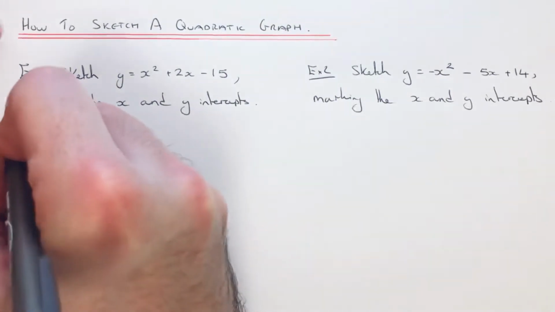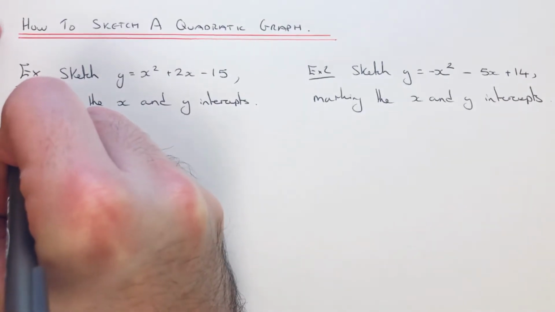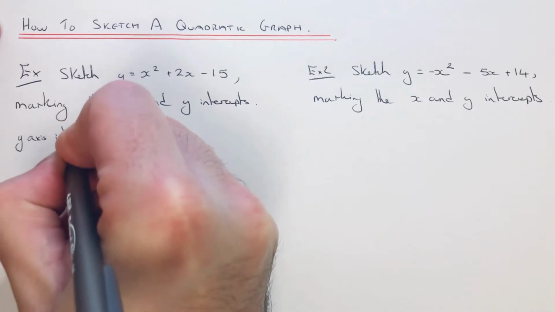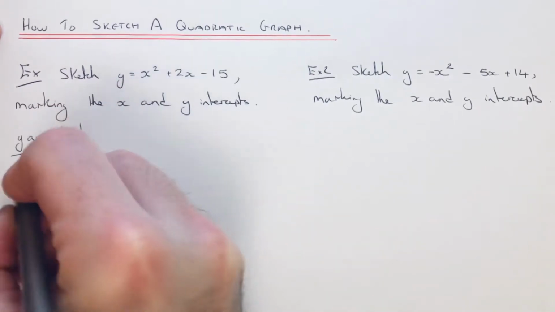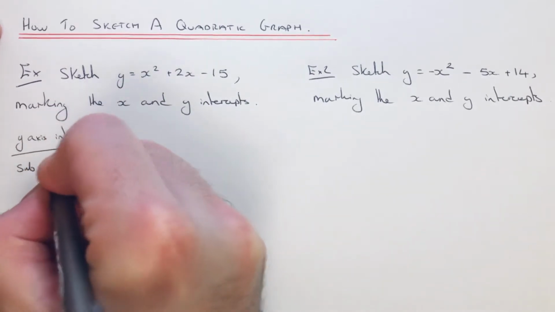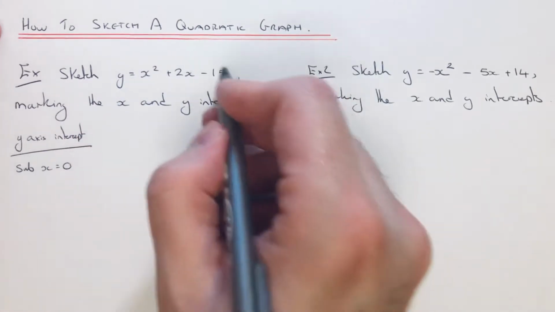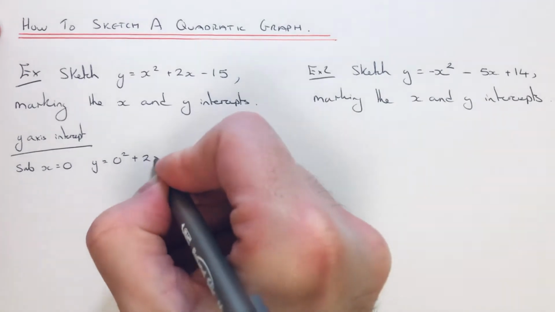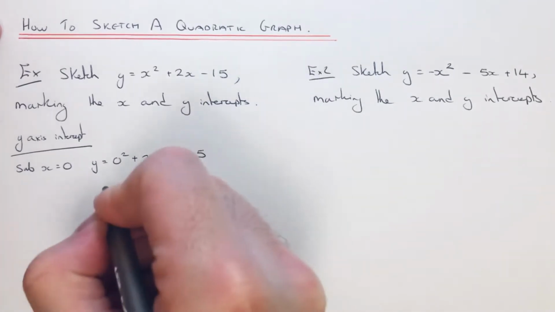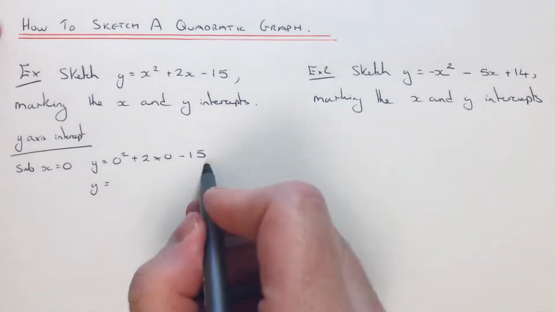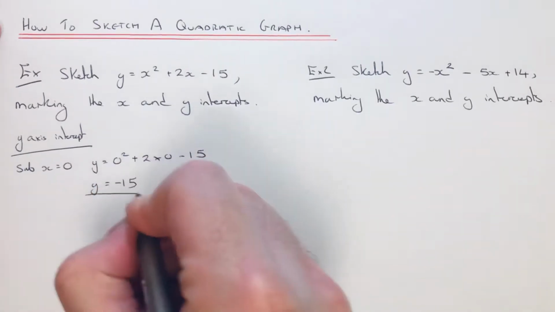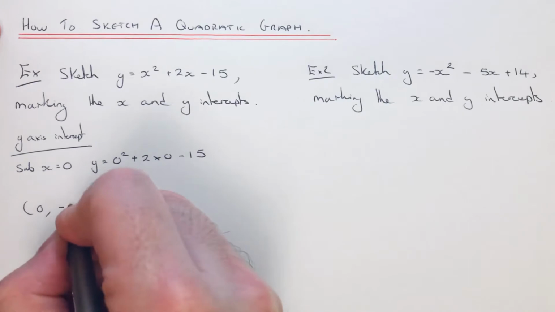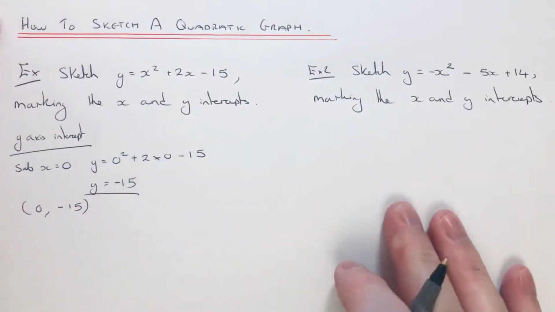Okay, so first of all let's work out where it crosses the y axis. So to do this you need to sub in x equals 0 into the equation. So it would be y equals 0 squared plus 2 times nothing, take away 15. So this will give us an answer of minus 15. So it crosses the y-axis at 0, minus 15.